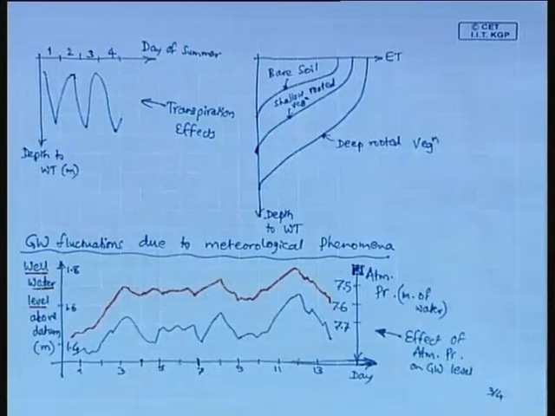Now let us come to the fluctuations in the groundwater table due to other meteorological phenomena such as the atmospheric pressure. We know that a low atmospheric pressure is a prerequisite for precipitation. Wherever there is a low pressure formation, the atmospheric moisture, as well as the moisture in the clouds, has a tendency to precipitate. The clouds with condensed atmospheric moisture become heavy, and then the precipitation starts in various forms.